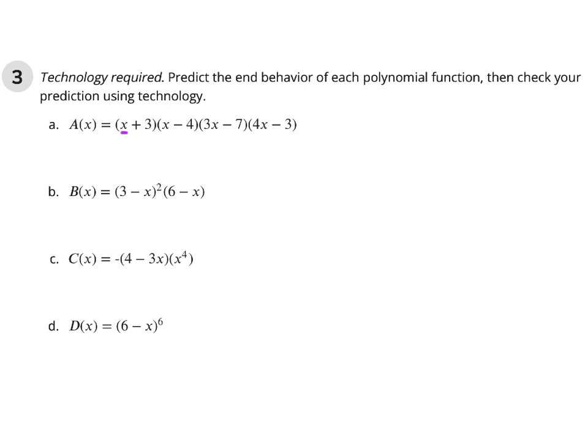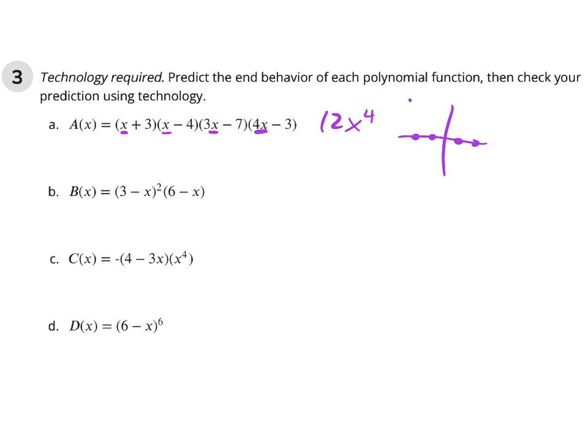I have 1, 2, 3, 4 products. So I'm going to have x to the 4th. 3 times 4 is 12. X to the 4th is even. And I have four factors, so I'm going to have four intercepts.